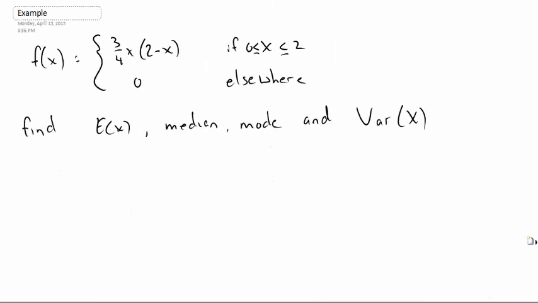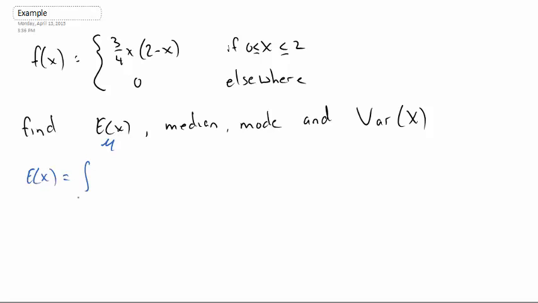Example time. Here's our probability density function, f of x, defined for 0 to 2. Find the expected value, that is the mean, the median, mode, and variance. Let's start with the mean.